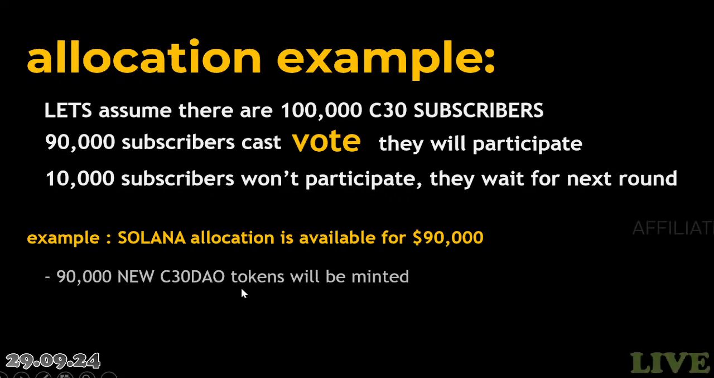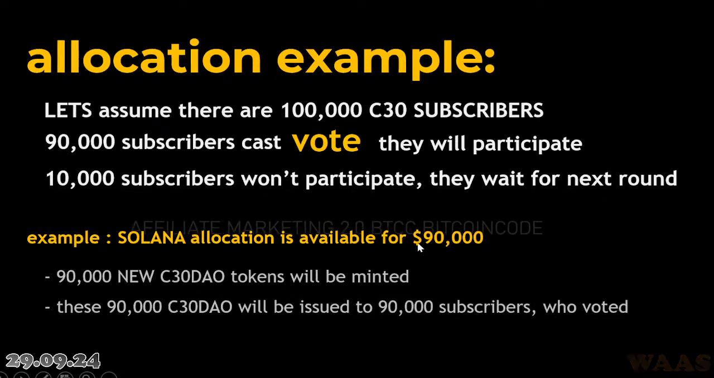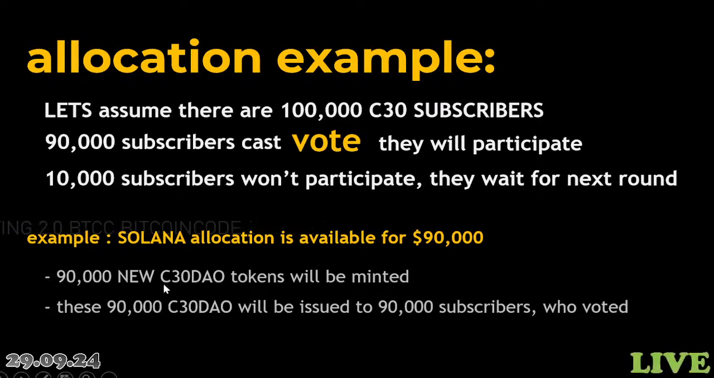So 90,000 new C30 DAO tokens will be minted. This is the second time these tokens will be made available to everybody, right? So 90,000 C30 DAO tokens will be issued to the 90,000 subscribers who voted. Based on the funding that we are able to claim from the funds, that number of C30 tokens will be minted and distributed to all the subscribers who had cast their votes, because only those who put in their vote are able to participate in the allocations. So whatever allocation is available, it will be made available only to those who voted.